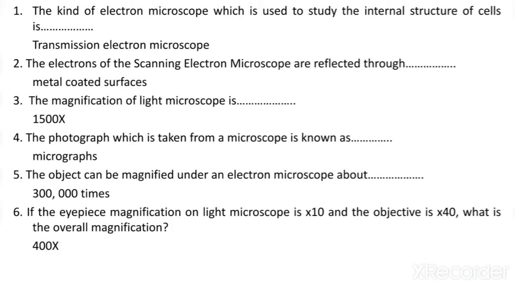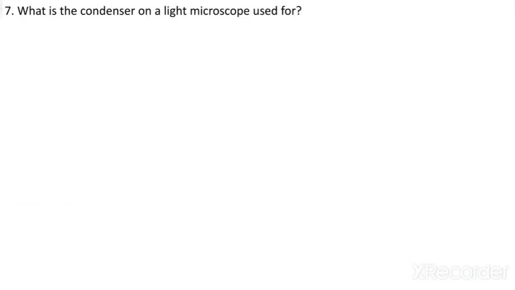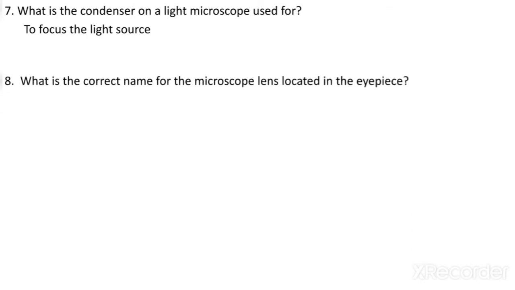So we have to calculate it: 40 into 10 is equal to 400x. That will be the overall magnification, 400x. What is the condenser on a light microscope used for? It is used to focus the light source.